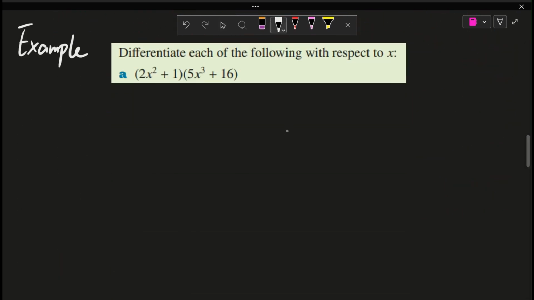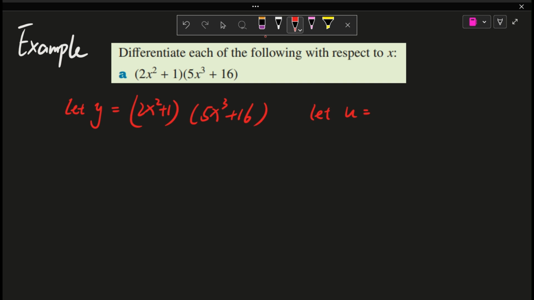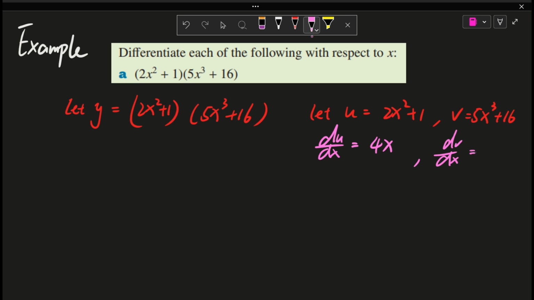All right, it's time to do a quick question. Let y equal 2x squared plus 1 times 5x cubed plus 16. The first thing first, we begin with letting u equal 2x squared plus 1, and v equal 5x cubed plus 16. Now, du/dx equals 4x, and dv/dx equals 15x squared.